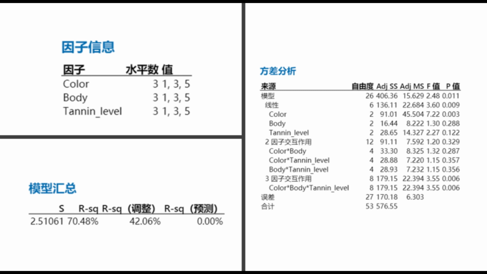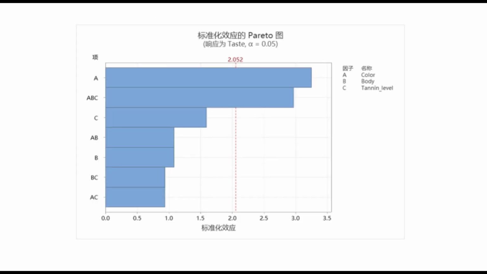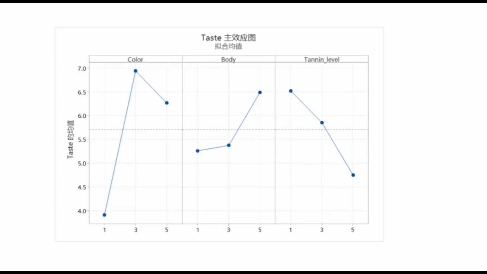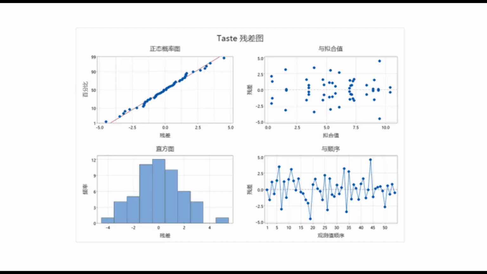The results of Minitab's regression analysis are shown in the figure. The whole model is statistically significant, indicating that the independent variable color itself, as well as the three interactions among color, body, and tannin level, play a significant role in explaining the variance of the dependent variable. The goodness of fit of this model is 70.48%, indicating that independent variables can explain most of the dependent variable, but the adjusted goodness of fit is low, and there may be some factors not considered.